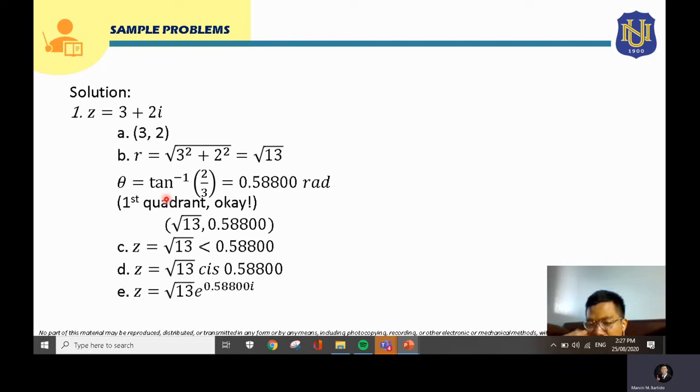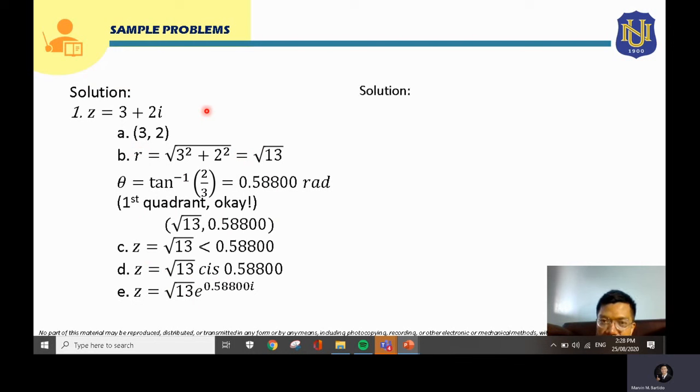Now for letter E, we are asked here to solve for the exponential form. For the exponential form, that is just r e raised to theta i. So you just substitute the r and theta solved from letter D. Right, so that will just be square root of 13 e raised to 0.58800 i. So these will be the answers for this item, no?